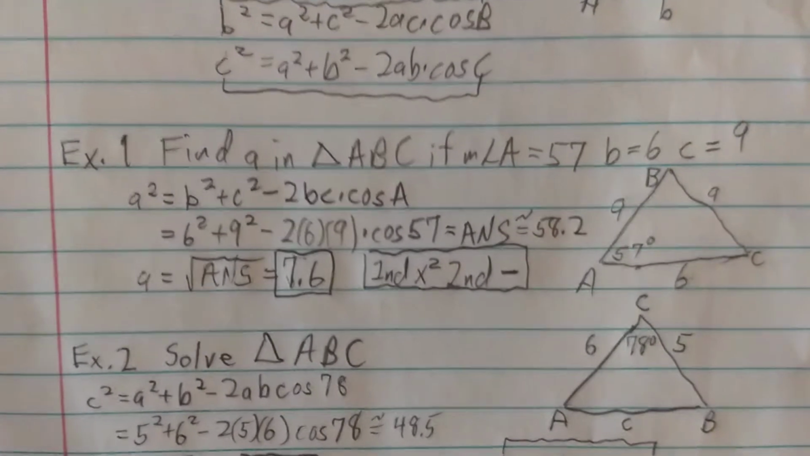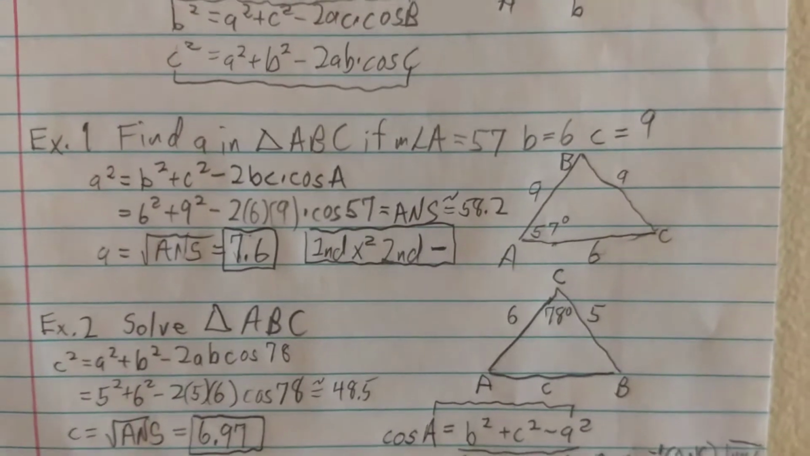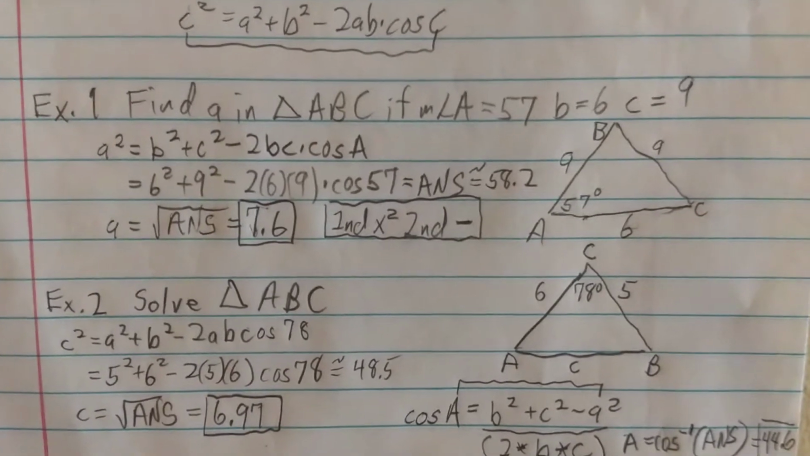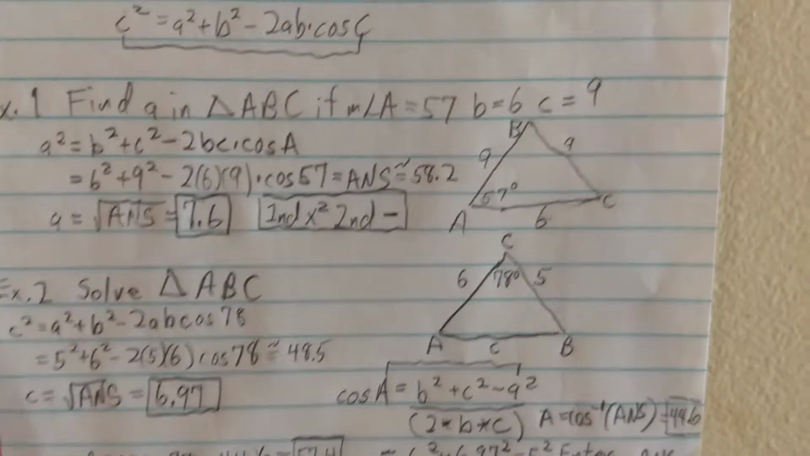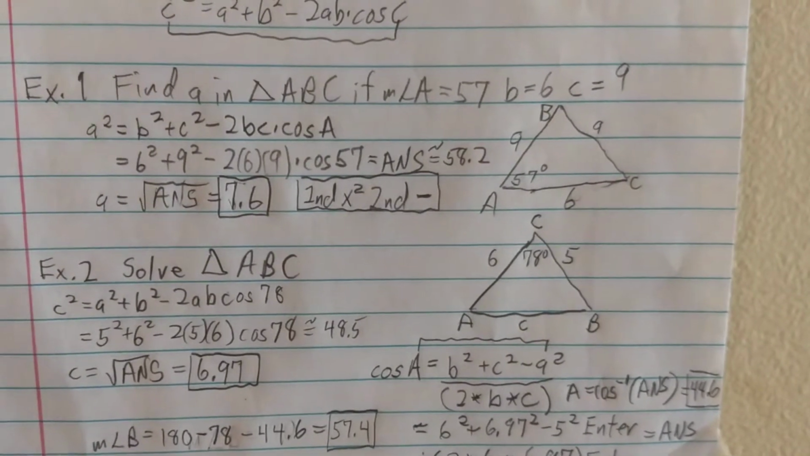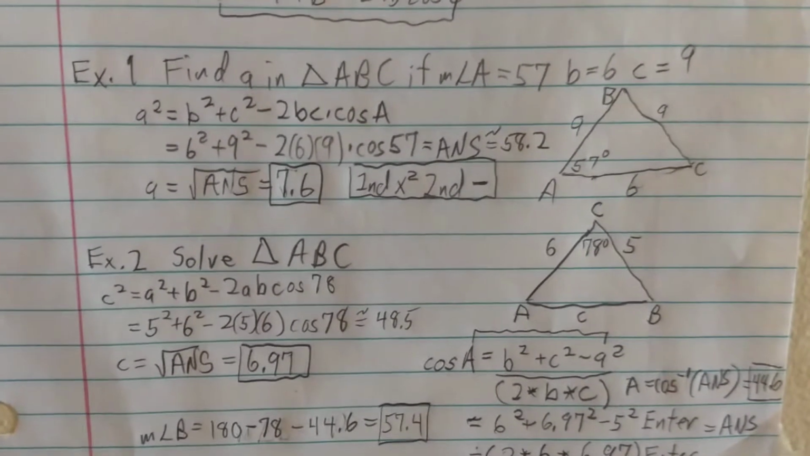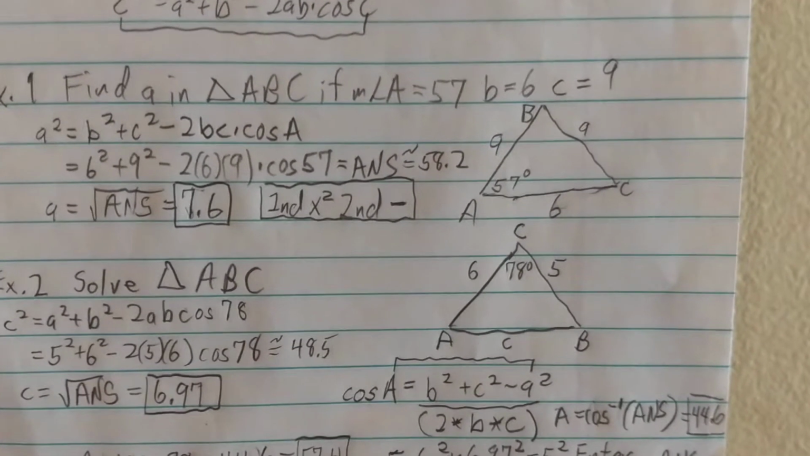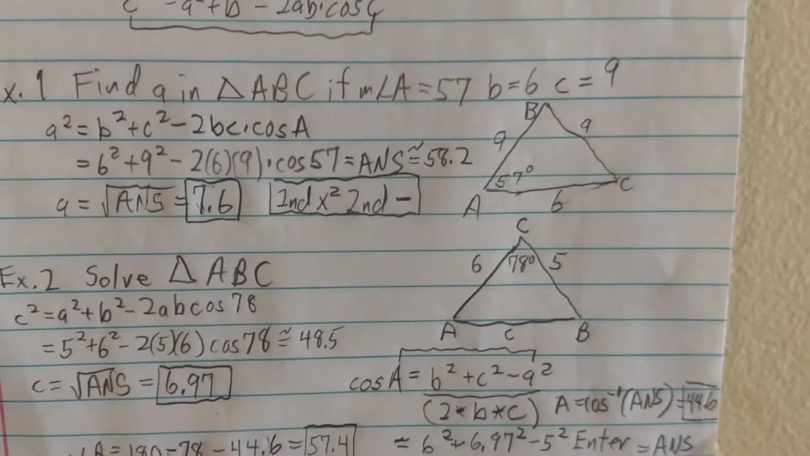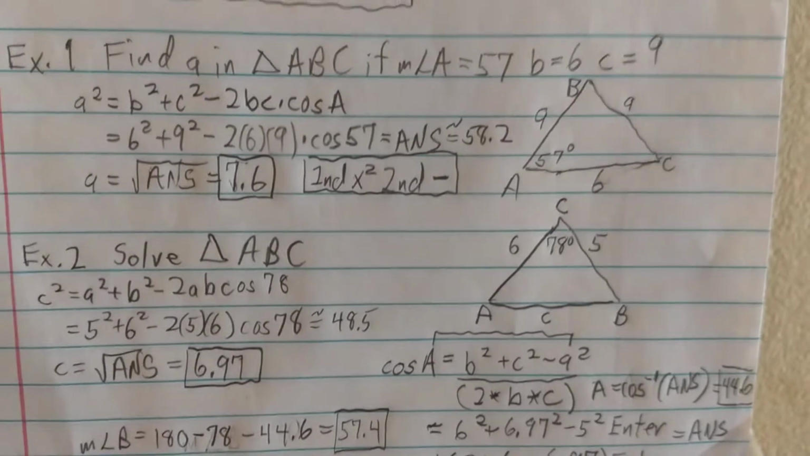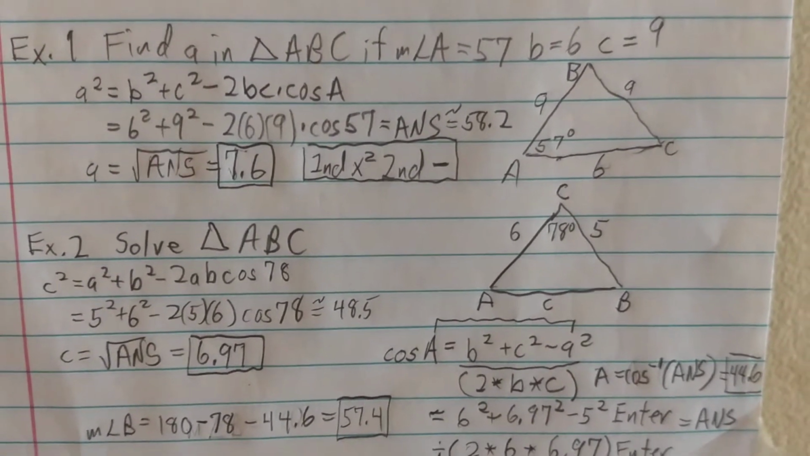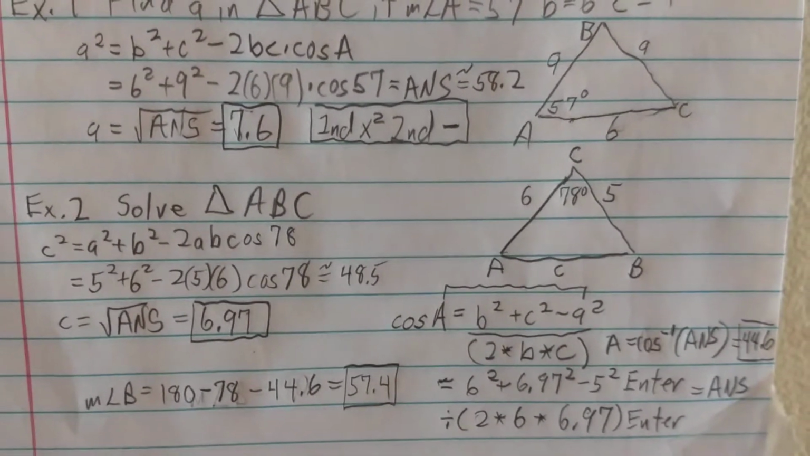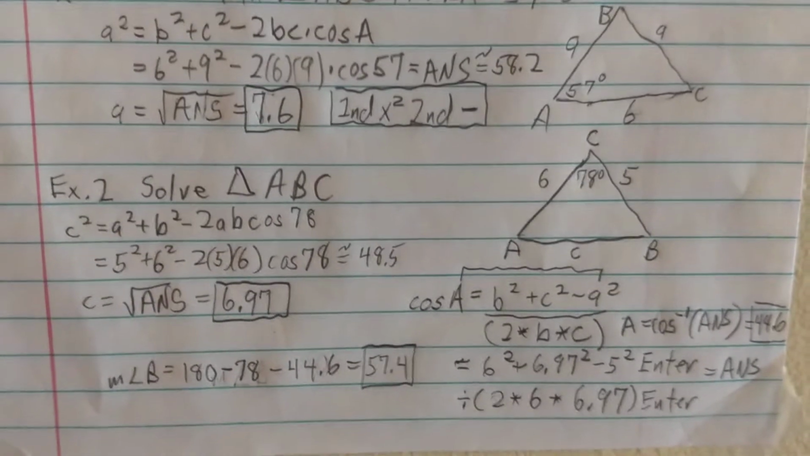Now, applying this, in example 1, we're going to find side A, opposite angle A, which is 57 degrees. If the measure of A is 57 degrees, the side opposite angle B is 6, and the side opposite angle C is 9. So to find a squared, we say b squared plus c squared minus 2bc times the cosine of the angle opposite A, 57. So 6 squared plus 9 squared minus 2 times 6 times 9 times cosine 57 is equal to ANS, I'm calling it answer, but the calculator will show something like 58.2.